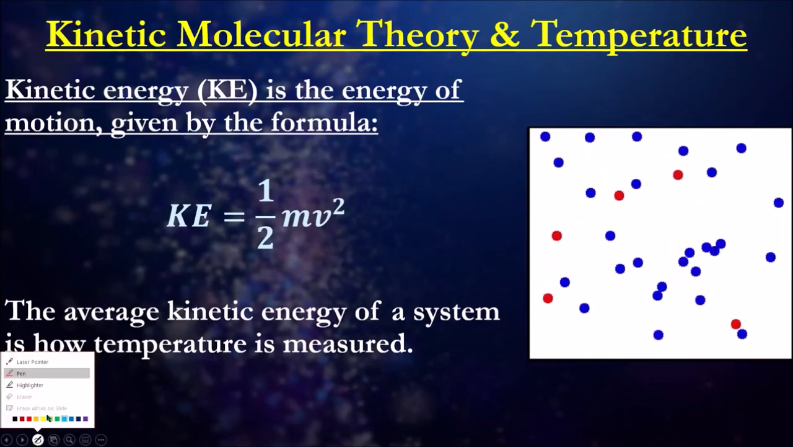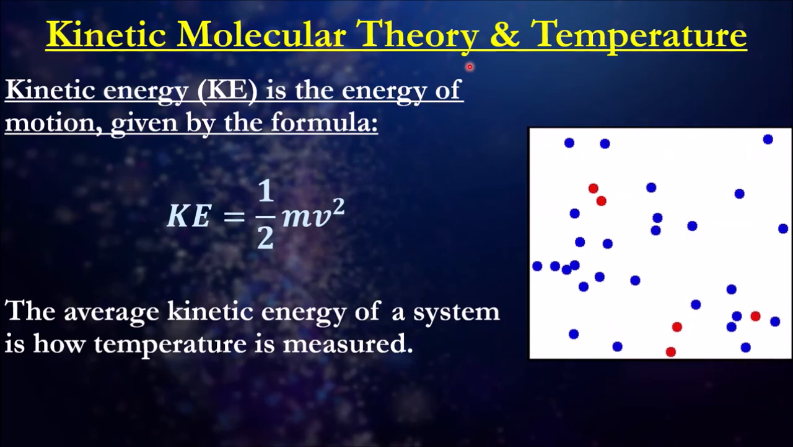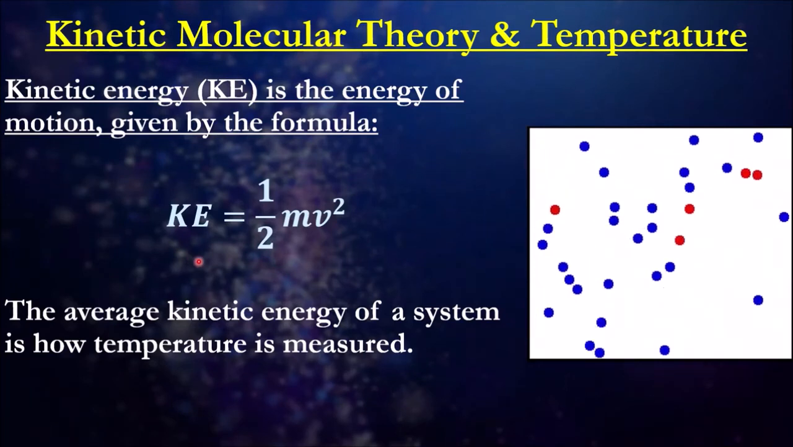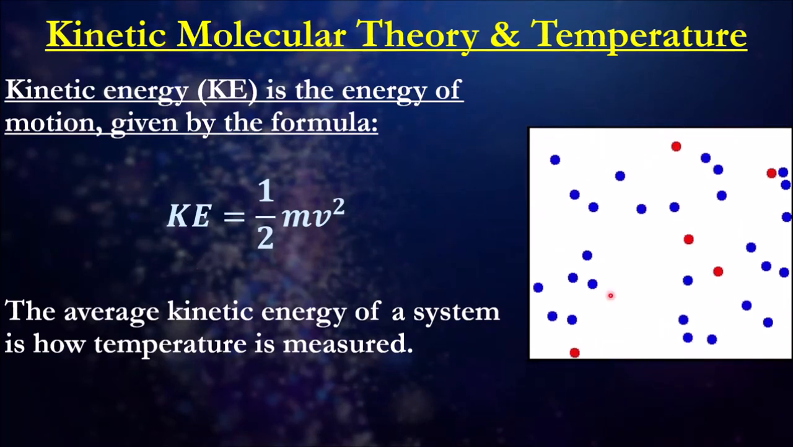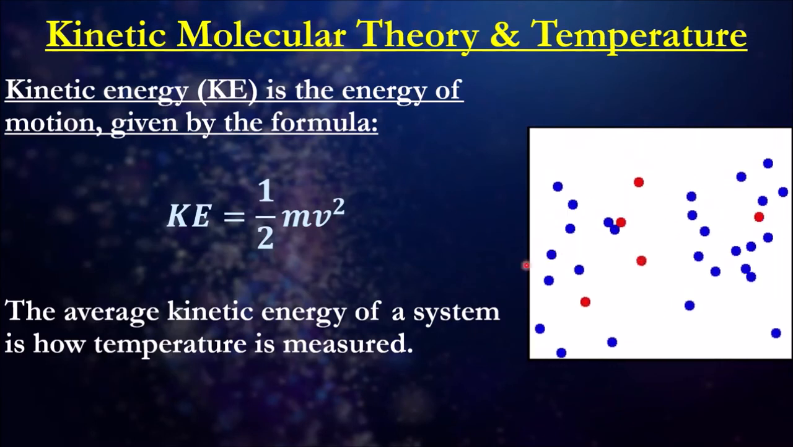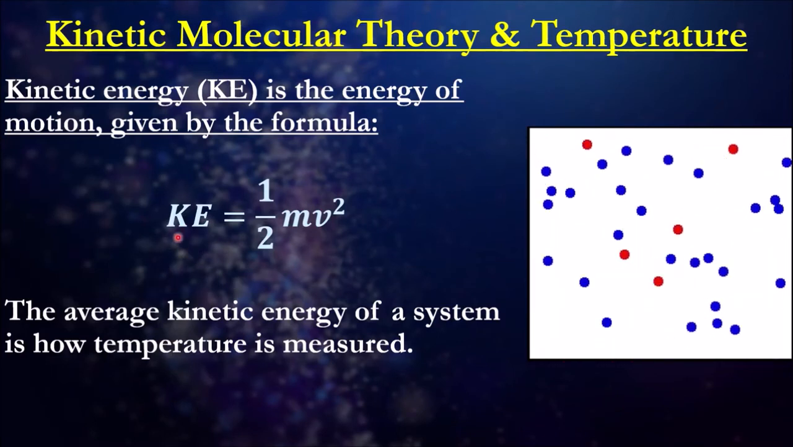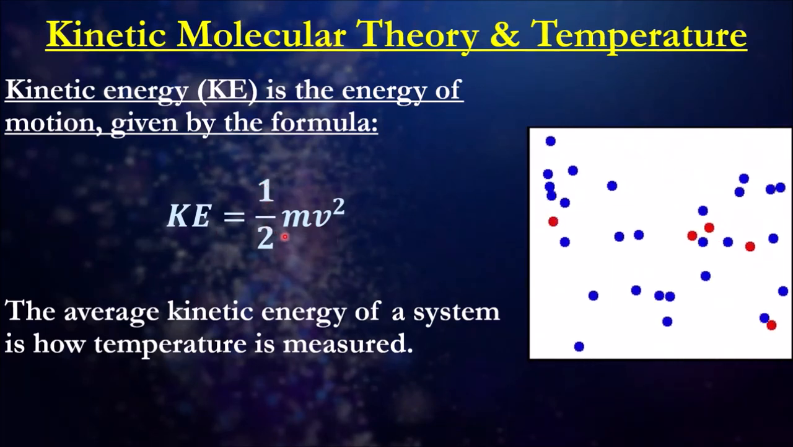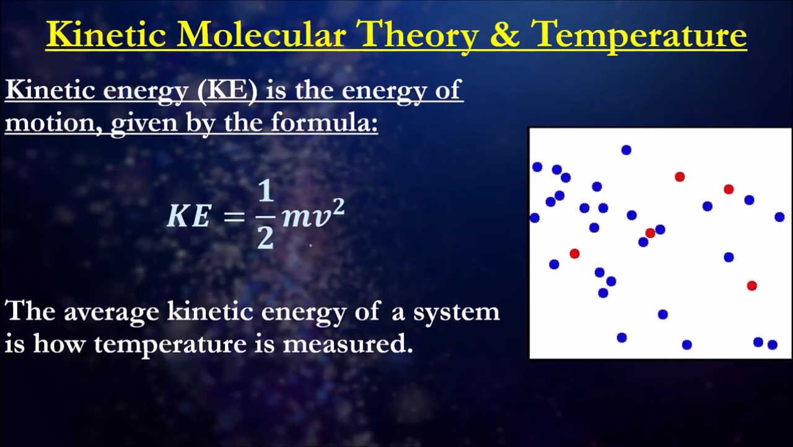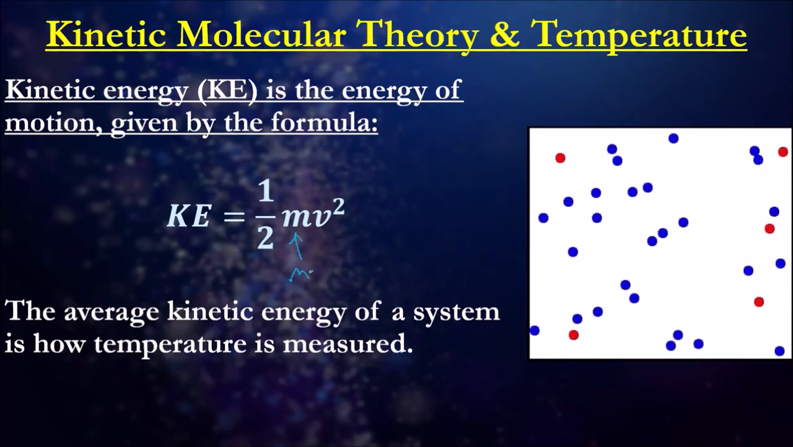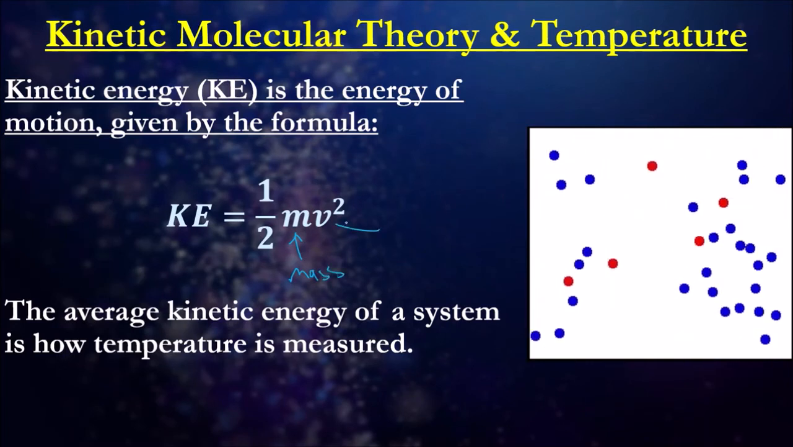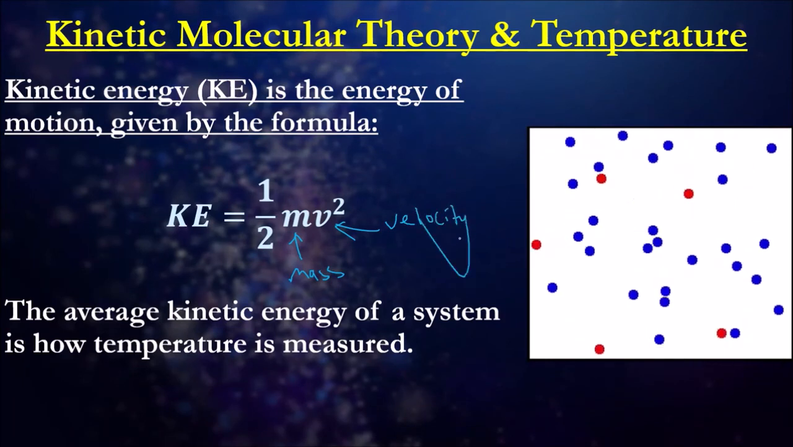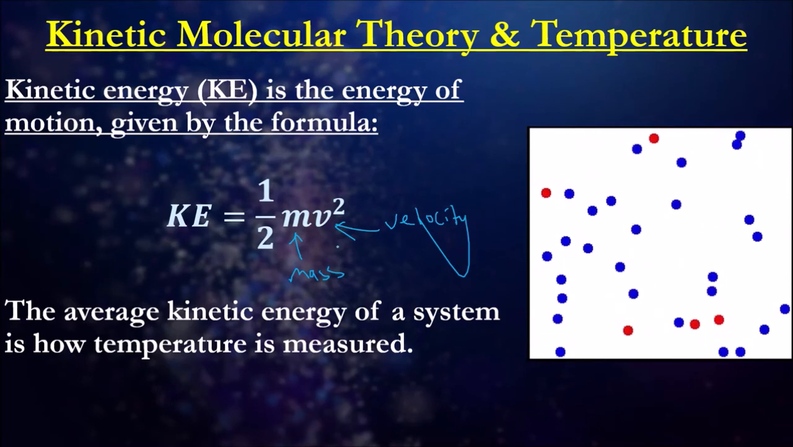Next thing we have to talk about is the kinetic molecular theory. Now, kinetic energy is essentially energy based off moving particles. So if anything is moving, if you are walking right now, if you're running right now, you'll have kinetic energy. The formula for kinetic energy is half mv squared. M is the amount of mass an object has, and v is just the velocity. So mass and velocity here.